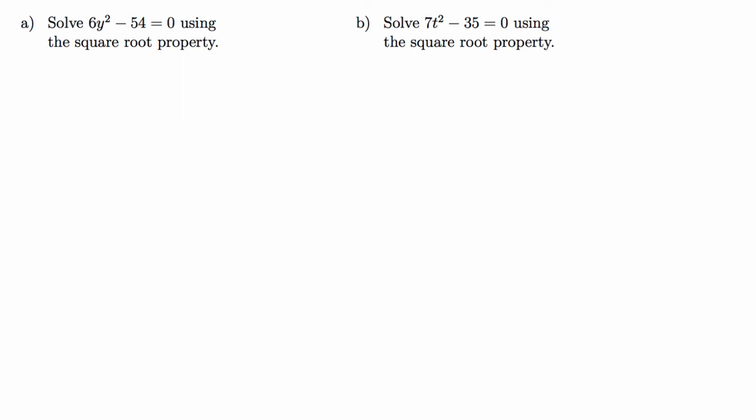In this video, we're going to solve two equations using the square root property. In part A, we want to solve the equation 6y squared minus 54 equals 0 using the square root property.